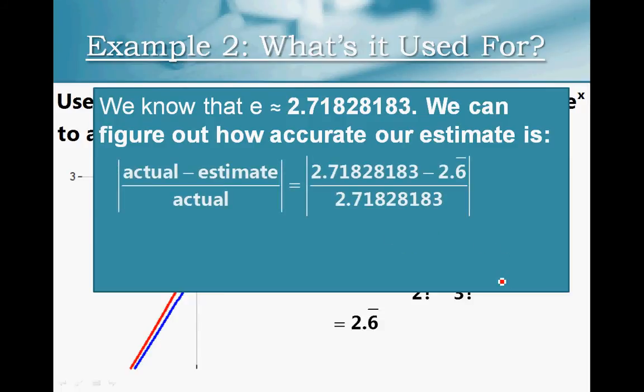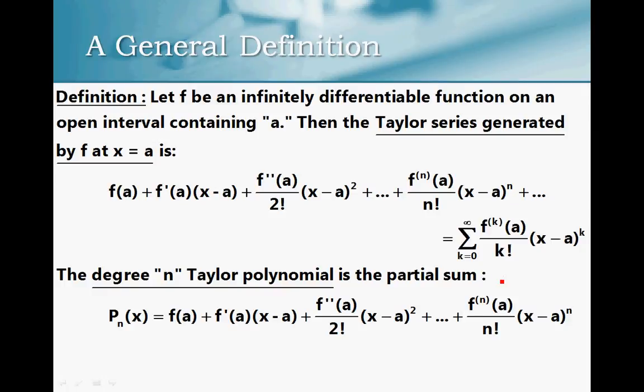We can figure out, by the way, how accurate our estimate of 2.6 repeating is. It doesn't look perfect, but if we do actual minus estimate over actual, we could see that in just a couple seconds of calculation, we were able to calculate the decimal expansion for e within a 2% margin for error, which is incredibly good, right? Plugging into a degree 3 polynomial, I was able to approximate e with less than 2% error. Now it turns out that this is a general idea.